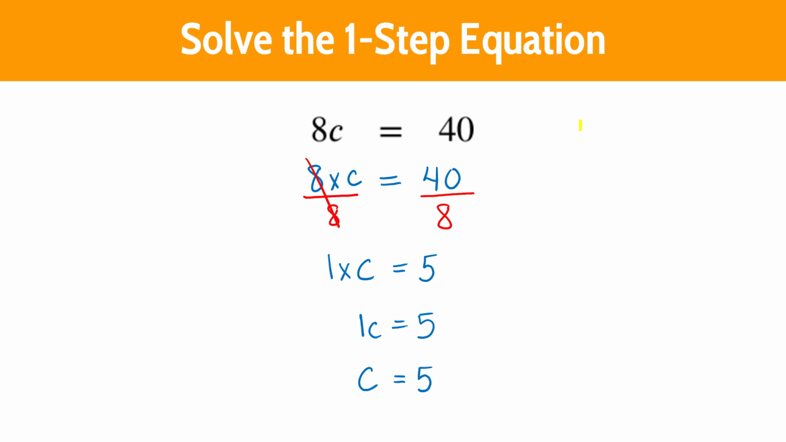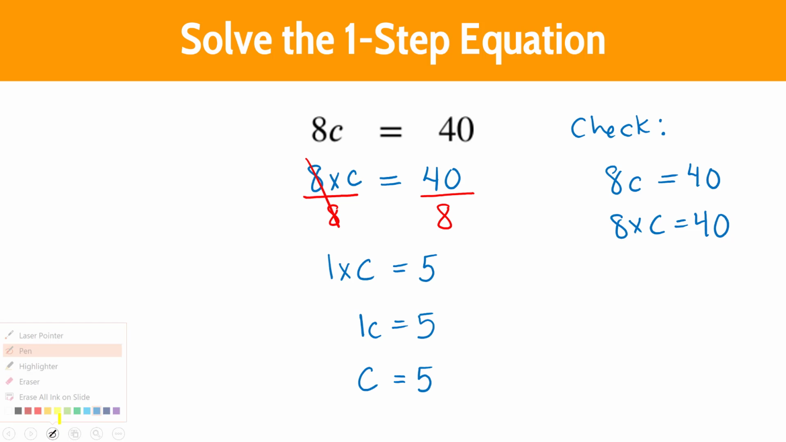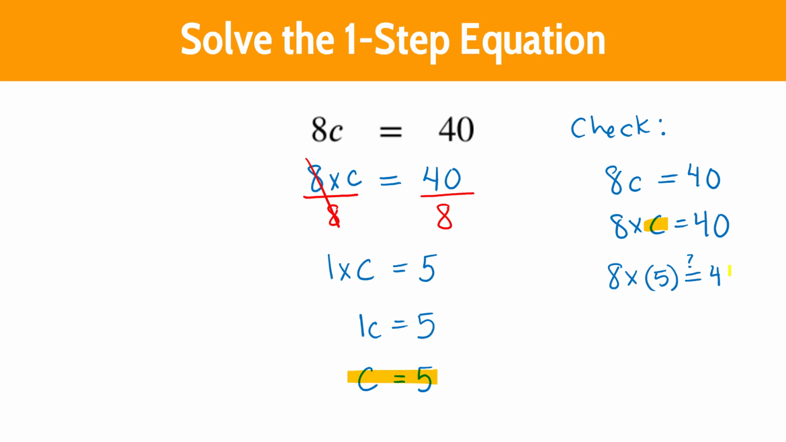Let's check. So we can do a check. We want to show that 8 multiplied by c is equivalent to 40. So I'm going to take our value of c and substitute it in the equation. So 8 multiplied by 5, is that equivalent to 40? 8 times 5 is 40. So these two things are equivalent to each other.